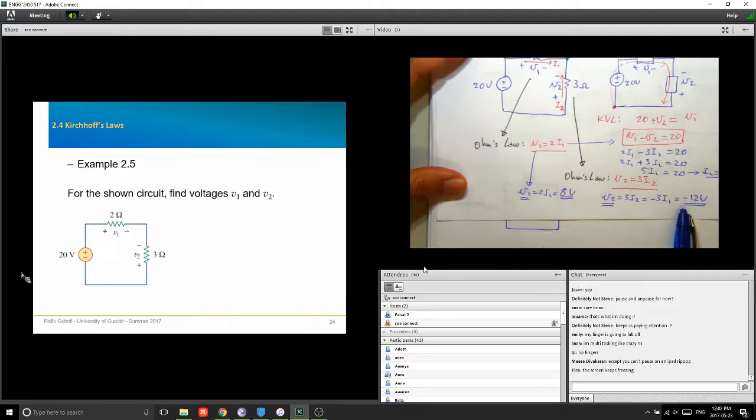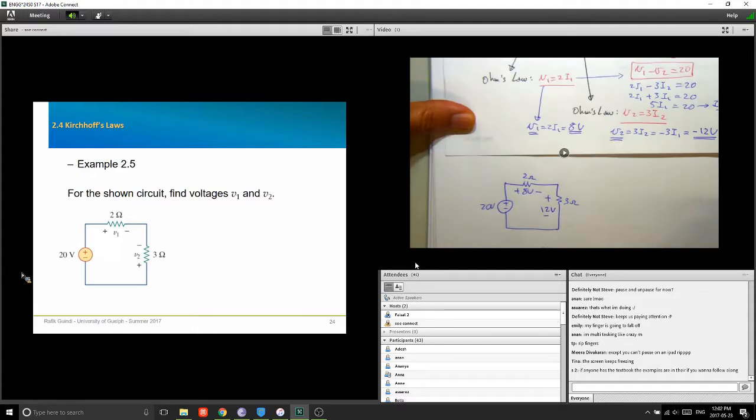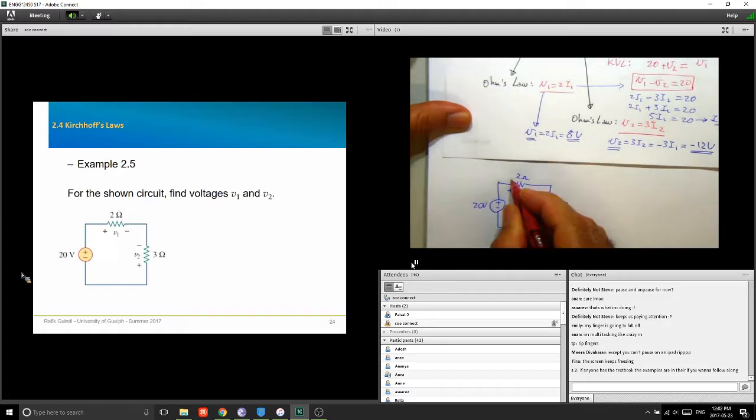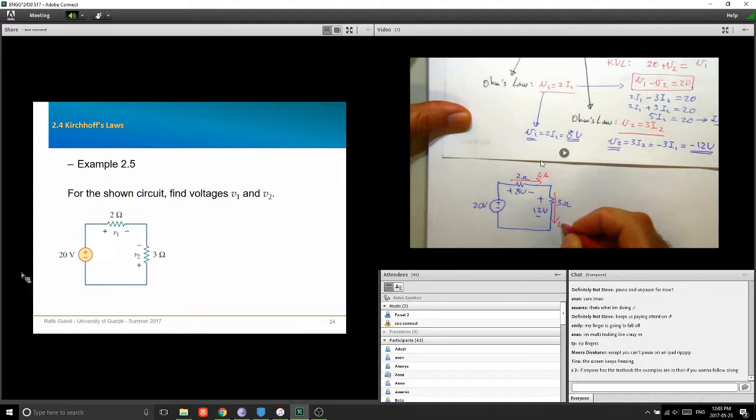Effectively, I have something that looks like this, right? If you had drawn it that way initially, it would have been more intuitive. And then look at the current. You have this current, which is 4 amps, and this current I2 is negative 4, which means that you have this current, which is 4 amps. And this is the real picture now.